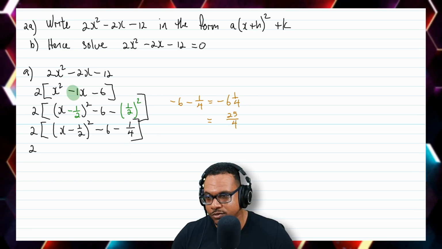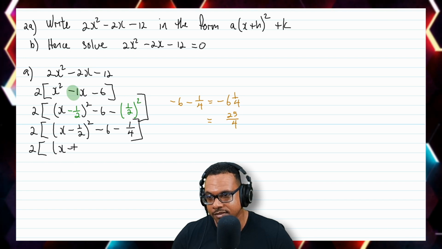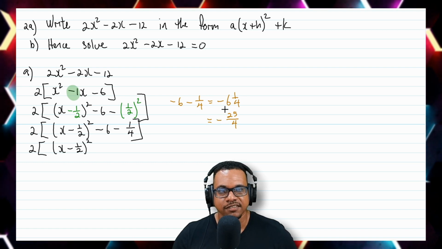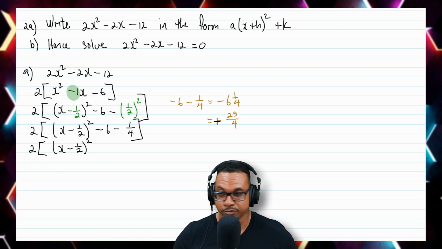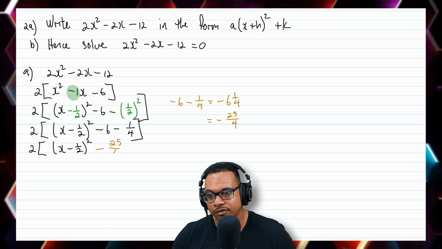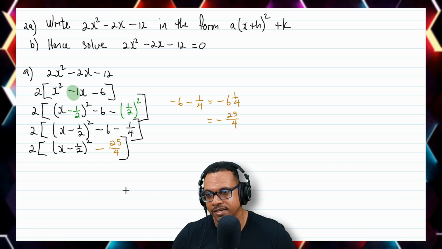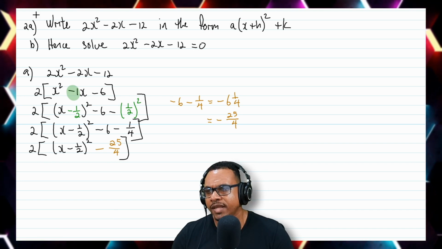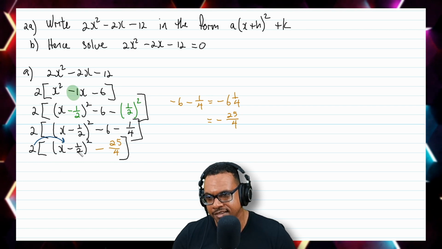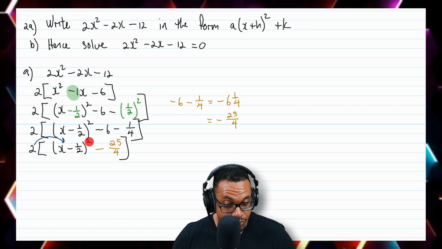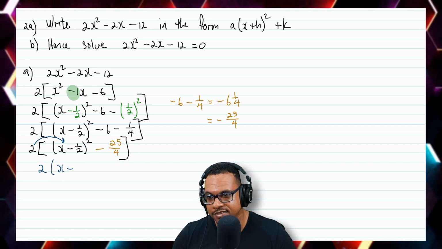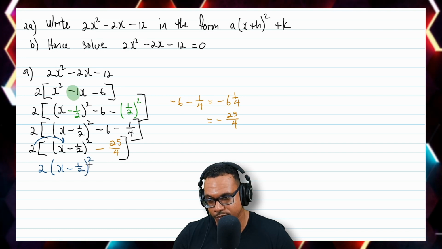So what I'll write is 2 open brackets, x take away 1/2 close brackets squared. And I'll write, of course, this was negative because -6 1/4. So that'll be -25 over 4. So we're going to have -25 over 4. Close brackets. So now, when I multiply this 2 by this here, I cannot multiply 2 by x and 2 by 1/2 because the square sign prevents us from doing that. So I have to write back 2 open brackets, x take away 1/2, close brackets squared.